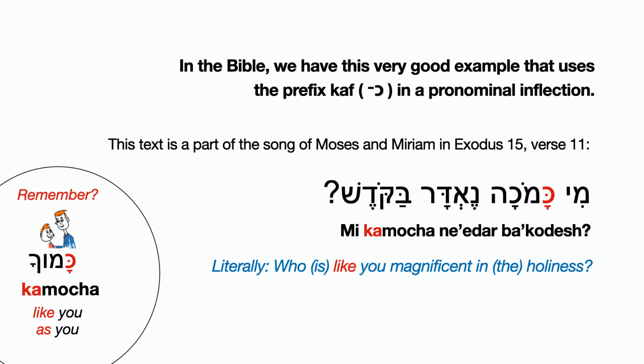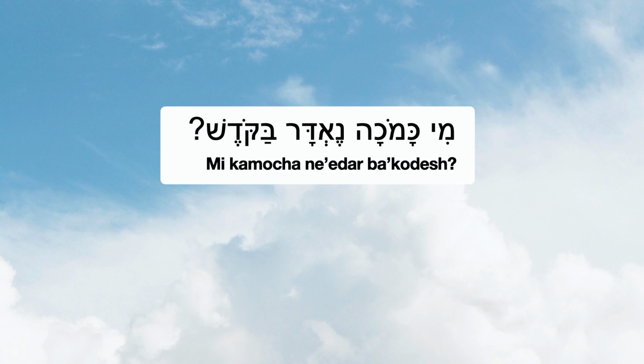So, mi kamocha nedar bakodesh. Who, like you, magnificent in holiness. So it's saying who is like you, magnificent in holiness. So remember, kamocha means like you or as you. So let's read this final example. Mi kamocha nedar bakodesh. Who is like you, majestic in holiness?